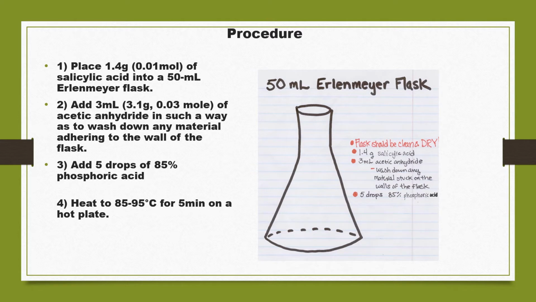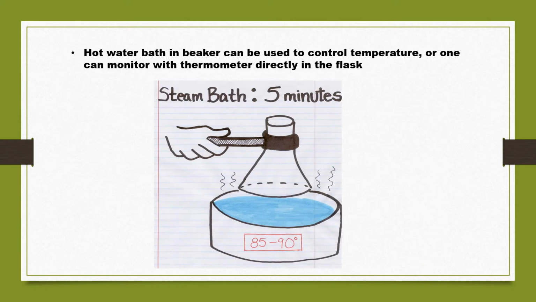And then once you add all these ingredients, you can heat the mixture on a hot plate to about 85 to 95 degrees Celsius. Preferably, you can also use a hot water bath. Either way, you have to heat the mixture for 5 minutes. But because a water bath is safe, so that the temperature does not exceed 95, you can alternatively use a water bath for the heating.